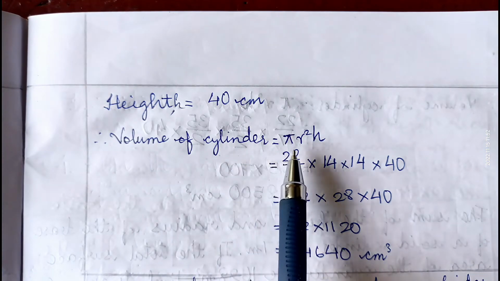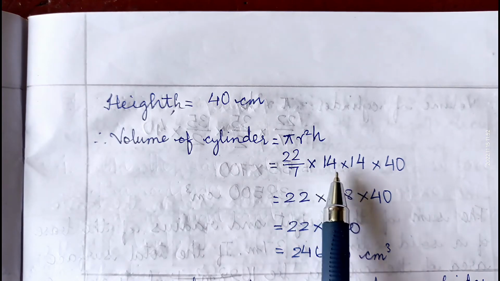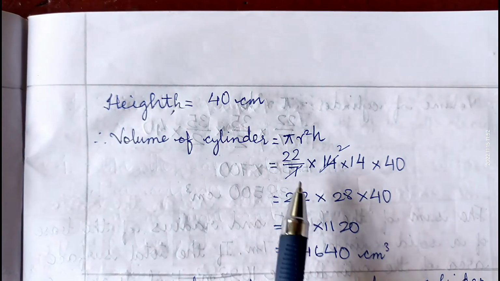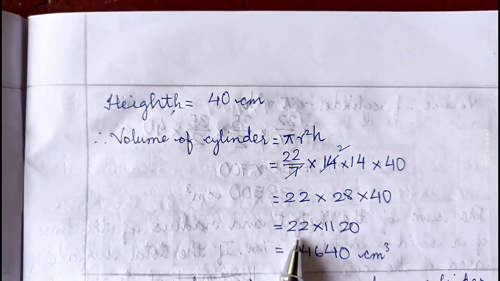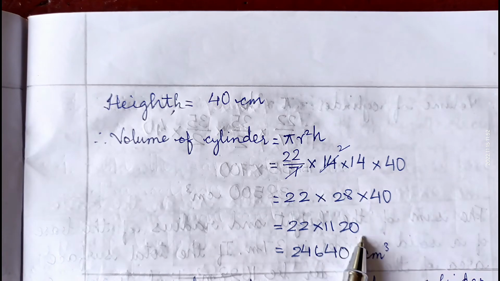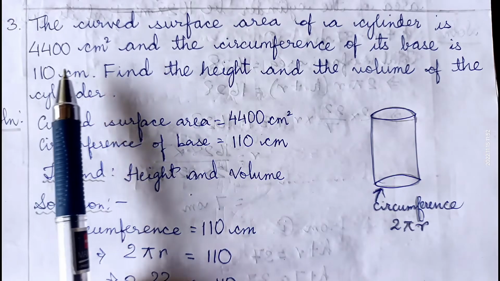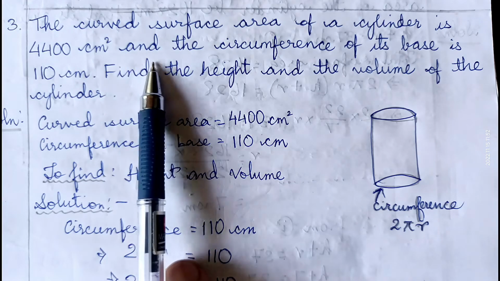Therefore volume of the cylinder is pi r square h. Pi is 22 by 7 into radius is 14. So it will be 14 into 14 into 40. Now 7 to the 14, so we can write 22 into 14 to the 28 into 40. Now 22 into 28 into 40, it will give 1120. And if I multiply 1120 with 22, it will be 24640 centimeter cube. Therefore, required volume of the cylinder is 24,640 centimeter cube.